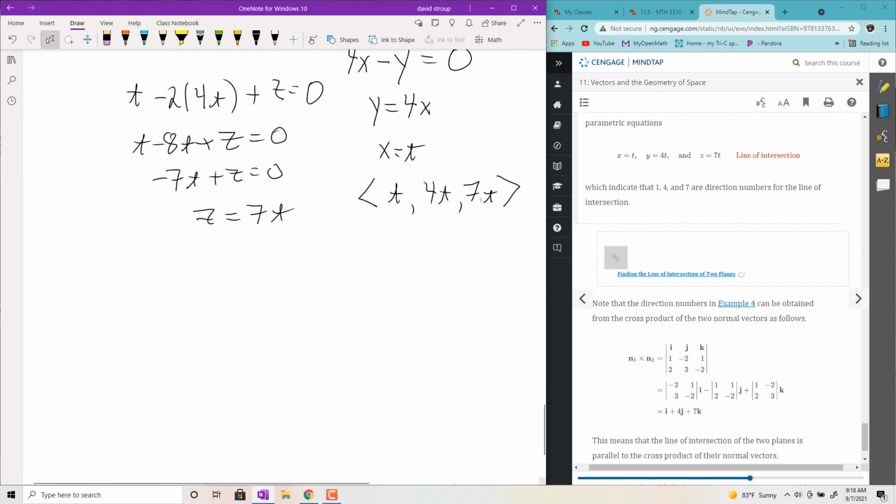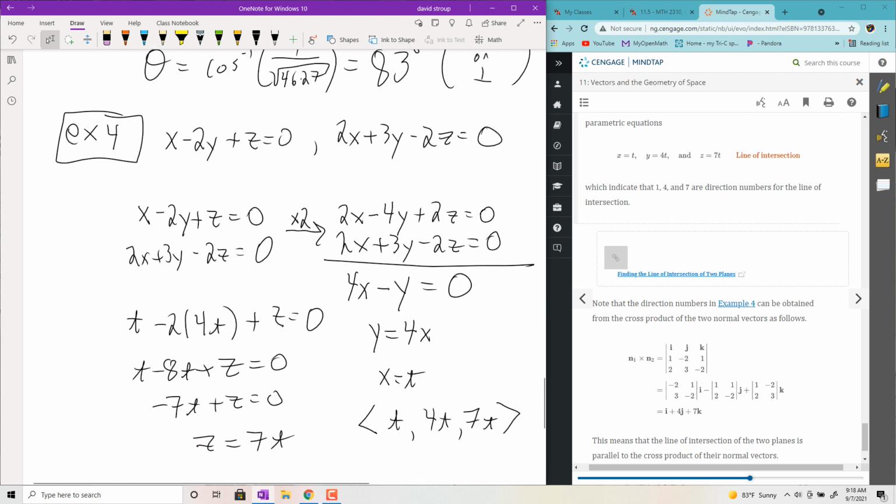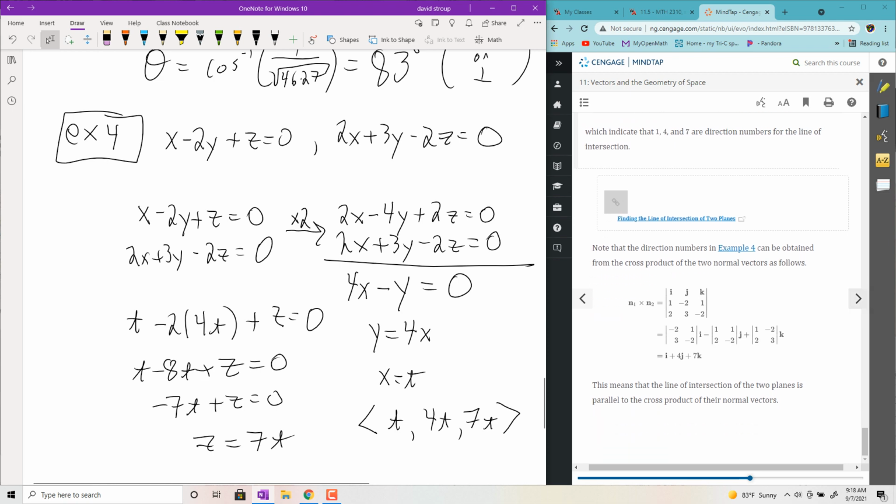They note that if you take the cross product of the normal vectors, you end up with a vector that's parallel to this intersection line, and that's what they're talking about right there at the end.